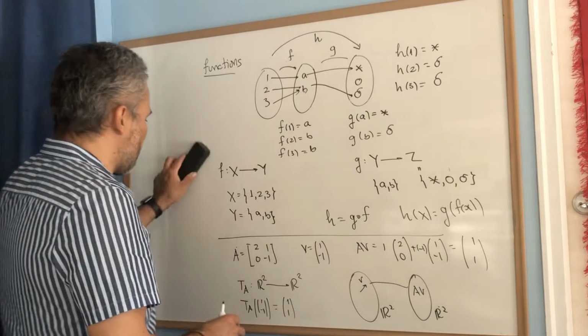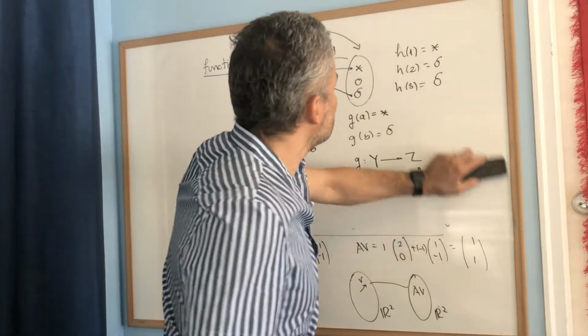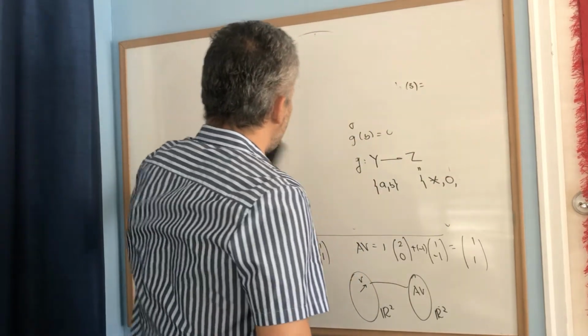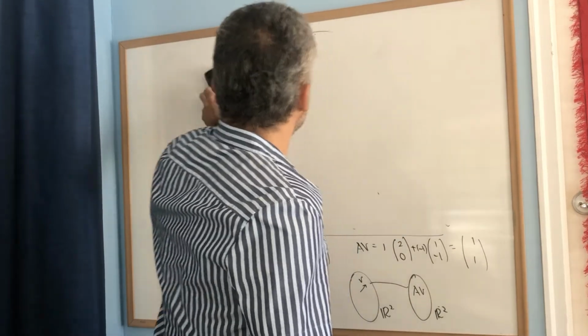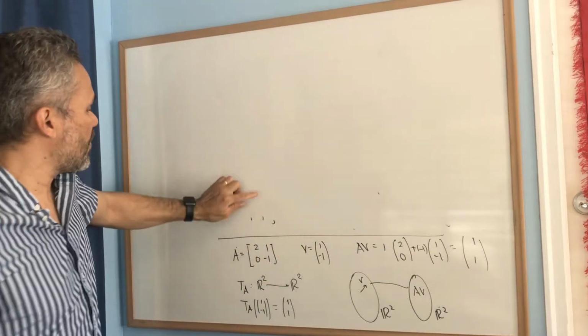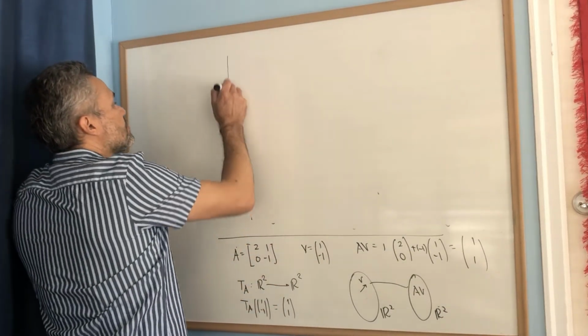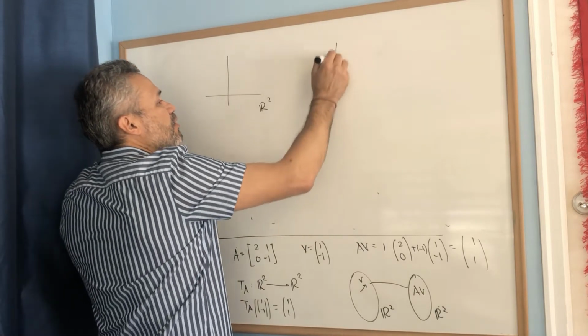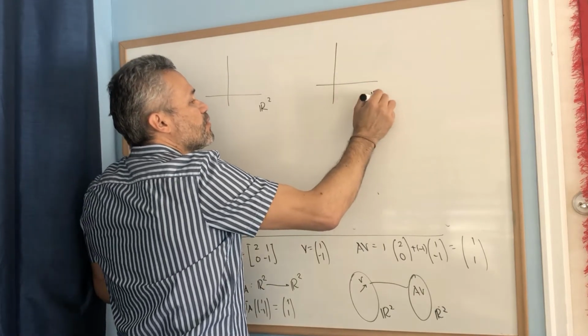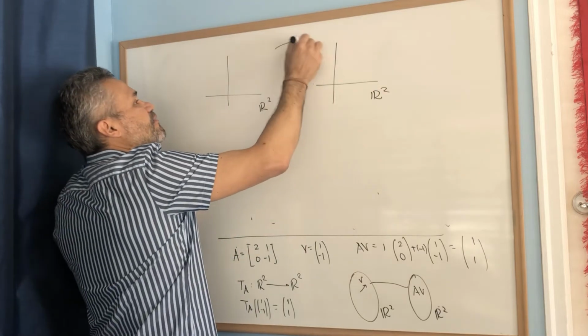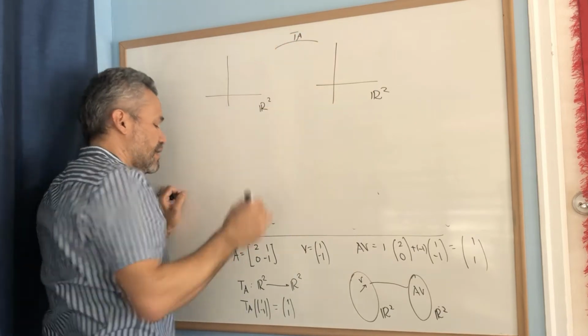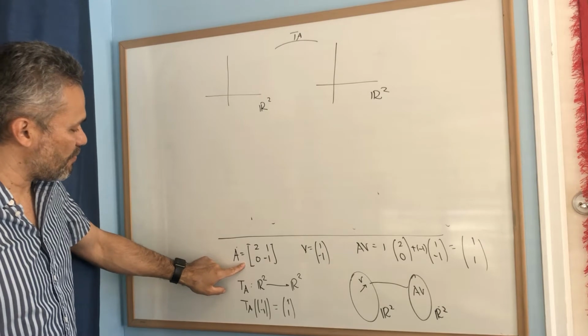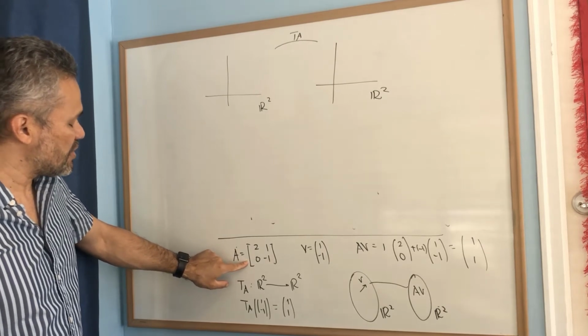Then this transformation, I can visualize it like this. Here we have the domain of the transformation, which is R2, and here we have the codomain of the transformation, which is R2, and here we have the transformation T of A, because this transformation is coming from this function, from this matrix.